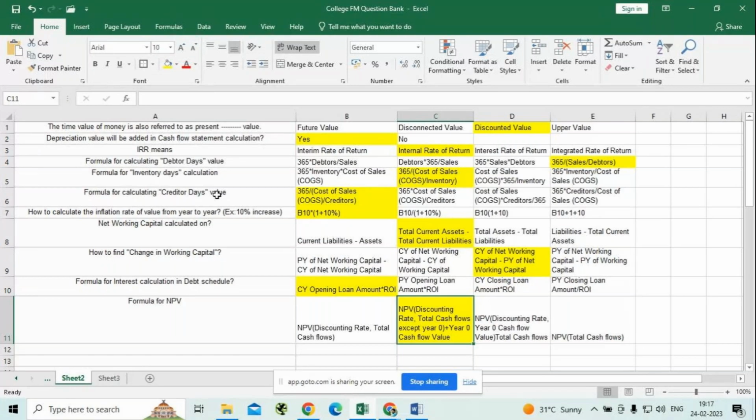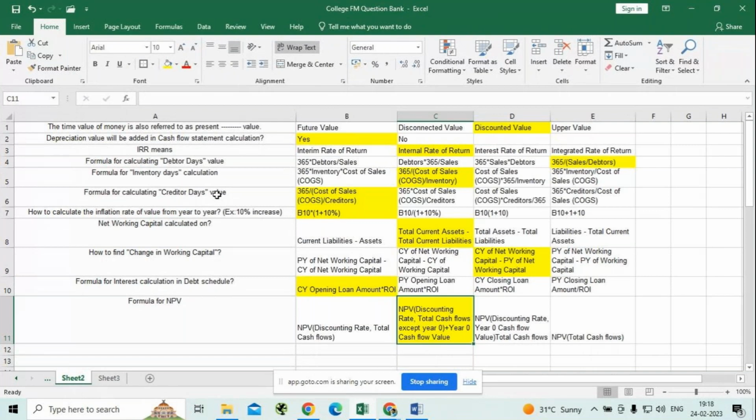Yes, sir. Good, fine. So IRR means internal rate of return, which we calculate to know what we can expect at the end of the period. Can we achieve what we are expected to? Okay, so that is IRR.